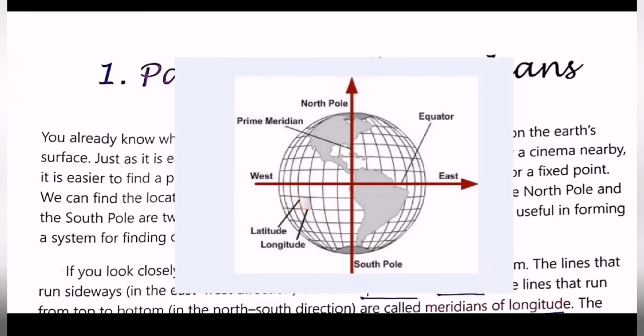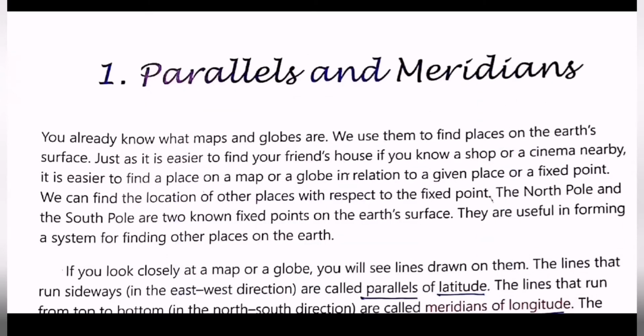You can see the picture as shown on the screen, that is the North Pole, which is on the top side, and the South Pole, which is the bottom side. So these are the two poles. They are useful in forming a system for finding other places on the earth. From this we can find out the places of different places on a map or a globe easily.